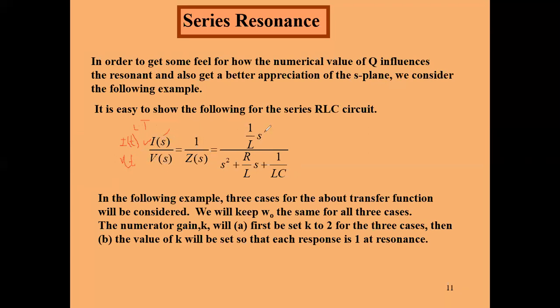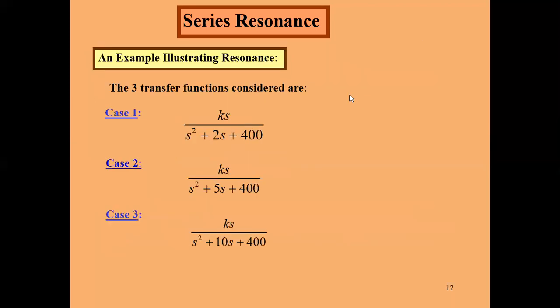So I of S divided by V of S is equal to 1 by L, times s divided by s square plus R by L s plus 1 by LC. In the following example, three cases of the transfer function will be considered. First, if we keep omega 0 the same for all three cases, the numerical values give us s divided by s square plus 2s plus 400.